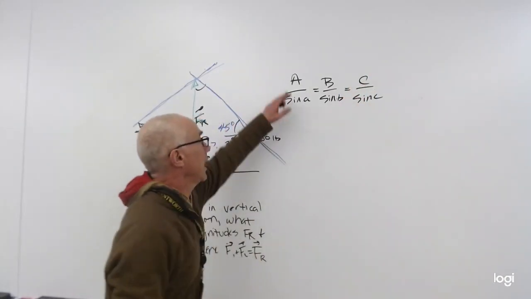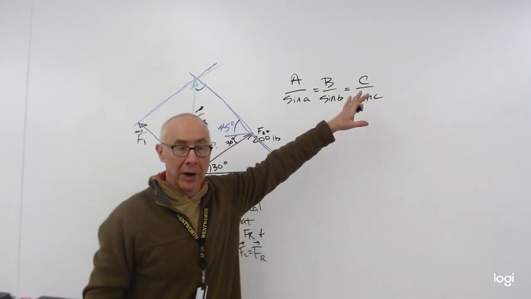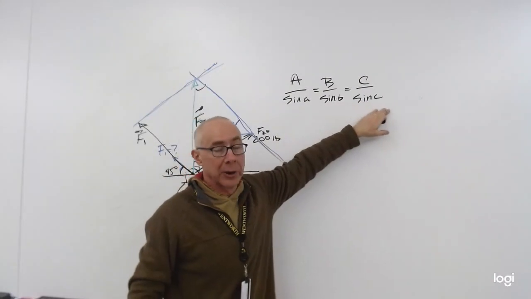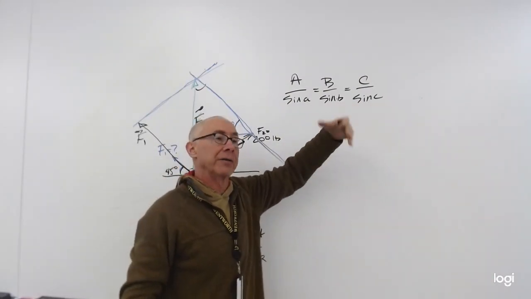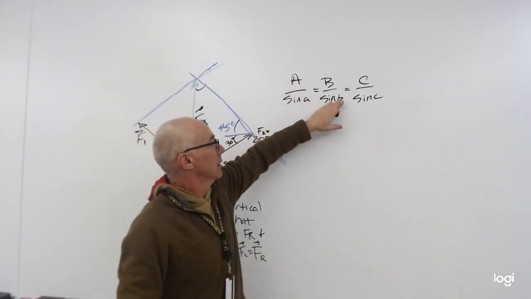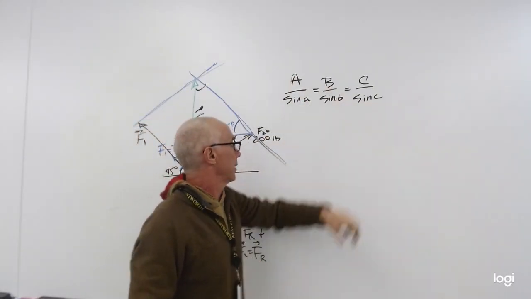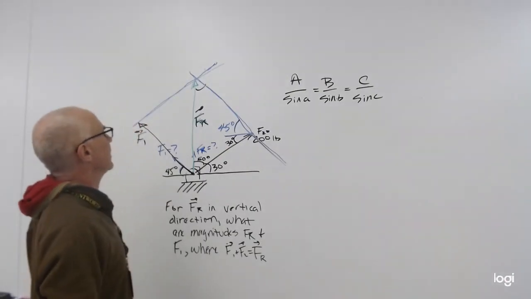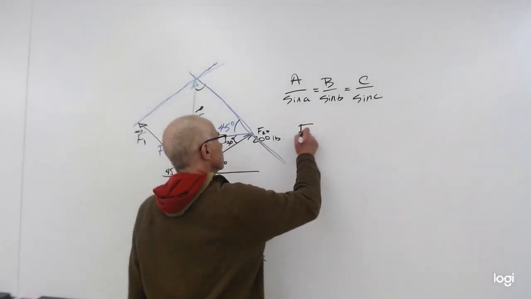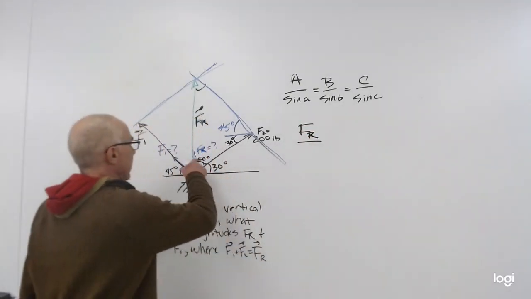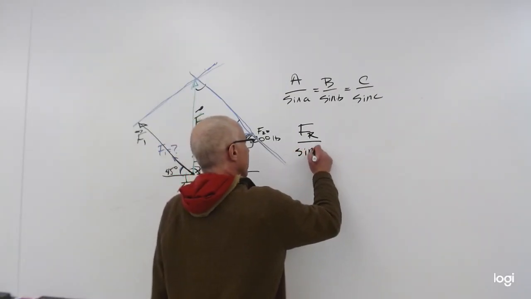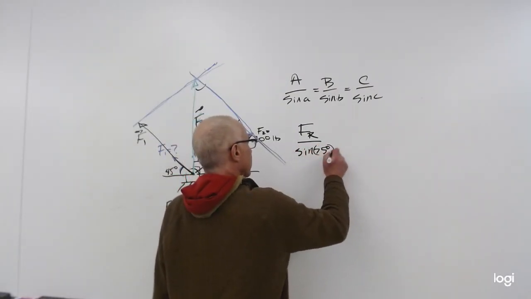You remember, A, B, and C are the lengths of the legs of our triangles. Lowercase a, lowercase b, lowercase c are the opposing angles: the angle opposing A, the angle opposing B, and the angle opposing C. All right, so in this case we have f of r, and the opposing angle is over here, 75 degrees. So sine of 75 degrees equals.